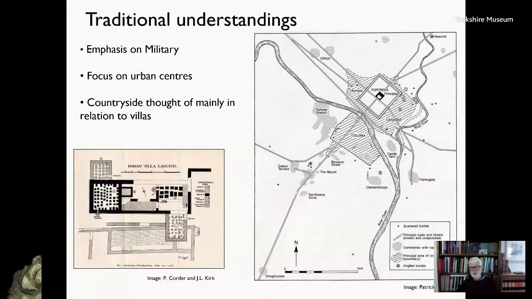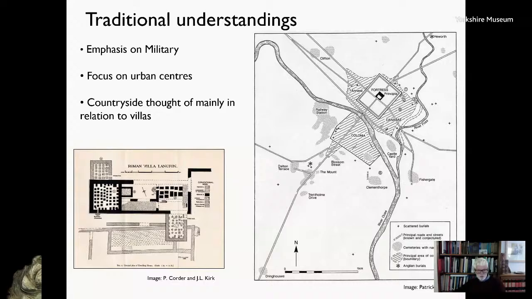Much less work has been done until recently on the countryside, and when that work has been done on the countryside, the main emphasis has always been on the elite houses, the villas. We have the villa at Langton, for instance, on the screen, dug in the 1930s, with the emphasis again on what is Roman about them, their mosaic floors, their underfloor heating, the sort of accoutrements of Roman living that are found on these sites. And those three elements, the forts, the urban centres and the villas, have been the main focus of interest.